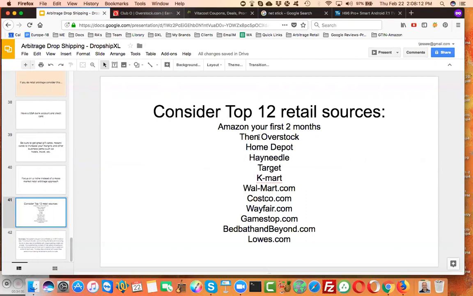Overstock, Home Depot, Hayneedle, Target. I mean, huge retail outlets, systems and companies. And also they are very drop shipping friendly. Good, right. So that's excellent to know.